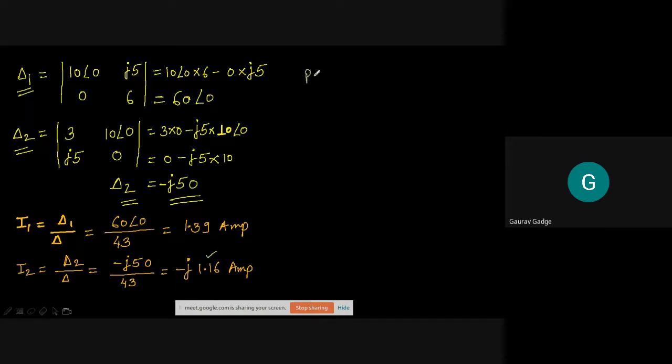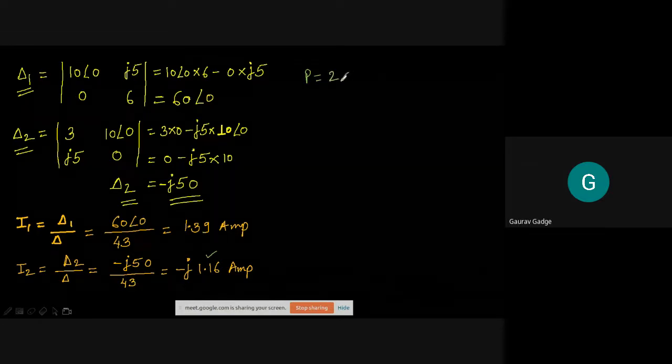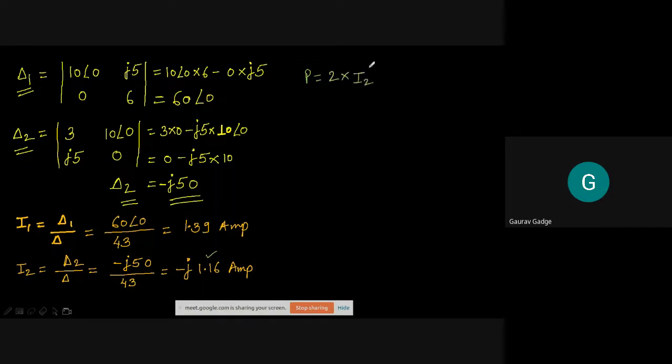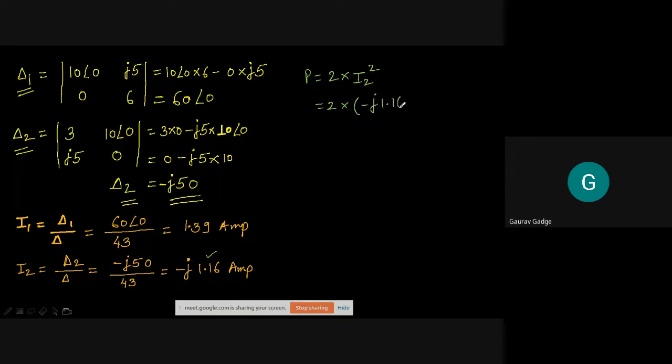So therefore power P is equal to 2 into I square. So 2 into I2 square. Okay. Now it is equal to 2 multiplied by I2 का वैल्यू आपका क्या आया है? Minus J 1.16 bracket square. So it is 2 multiplied by minus J का square. So minus का square आपका क्या हो जाएगा? Plus into J square. ठीक है? And in bracket 1.16 square.